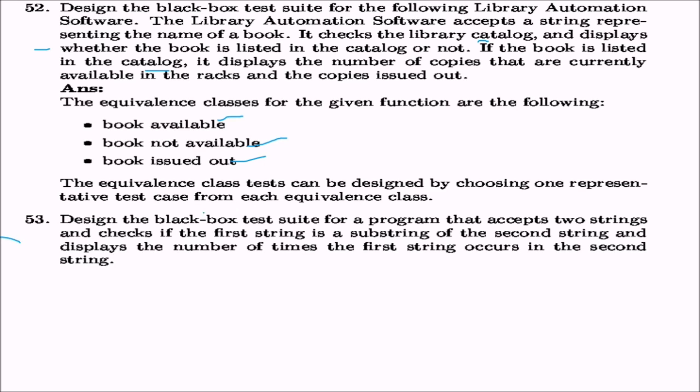53. Design the black box test suite for a program that accepts two strings and checks if the first string is a substring of the second string, and it displays the number of times the first string occurs in the second string. The equivalence classes could be no match, identical string, or proper substring.